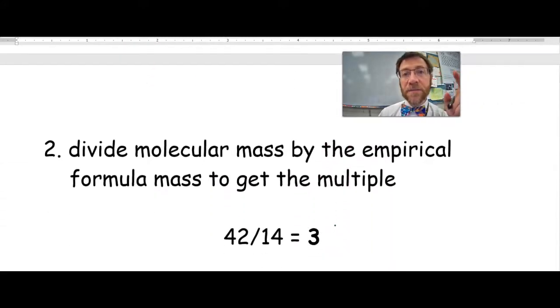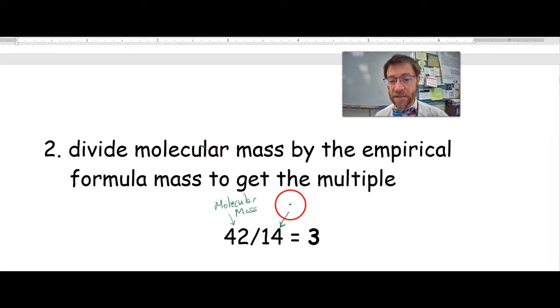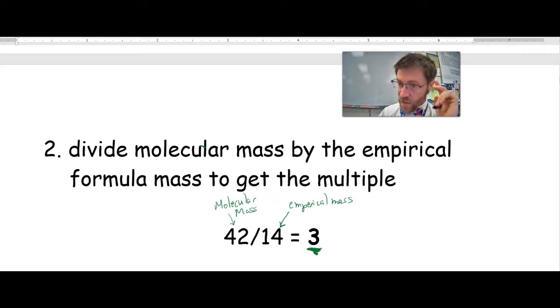Okay, so that's the mass of the empirical formula. The second thing we're going to do is find that multiple, right? This right here is the mass of the whole thing. This is the molecular mass. And this number right here, we just determined, is the empirical mass, or the mass of the empirical formula. So we're going to divide those out, and we should get a whole number, and sure enough, we get 3. That is what we call our multiple. Got it?